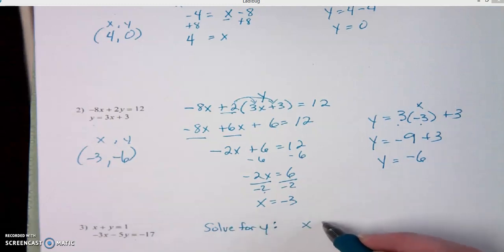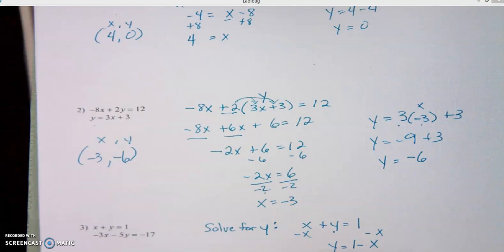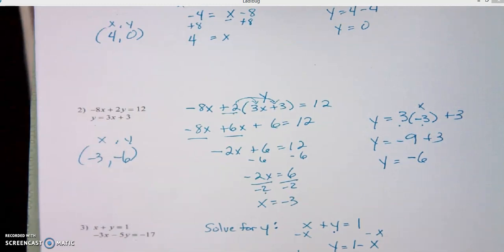So I'm going to take the equation x plus y equals 1. That means I want my y by itself. So I'm going to subtract x from both sides, and I'm going to get y equals 1 minus x. Now I can substitute y into the second equation. So negative 3x minus 5 times my y. My y is 1 minus x. That is going to equal negative 17.